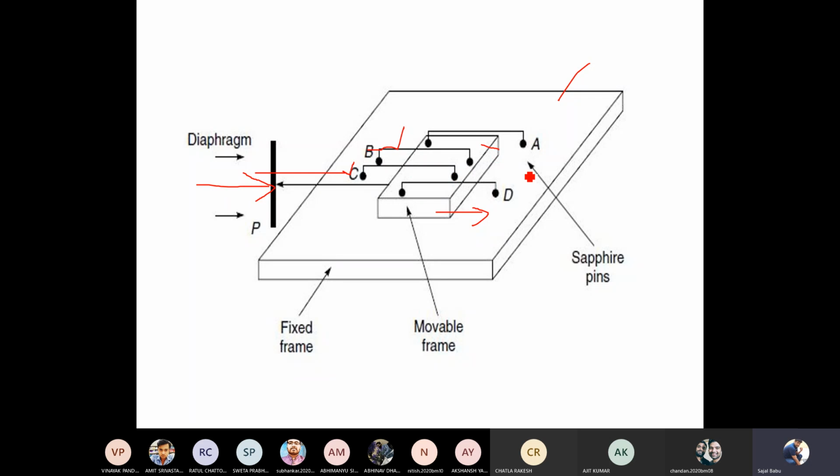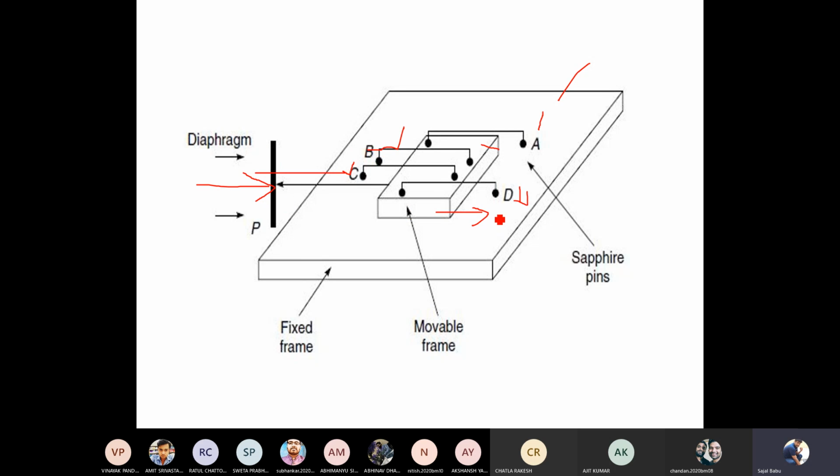And if you see A and D, the length of A will get reduced and the length of D will also get reduced, right? So you can see here clearly, whenever I am applying the pressure in this direction, my diaphragm is going to move in this direction.